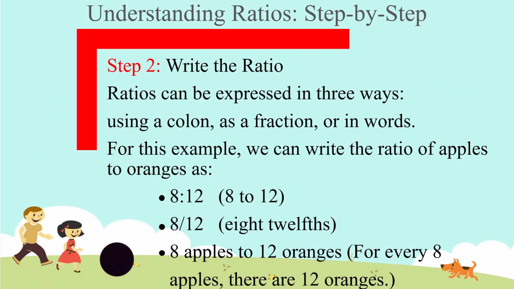Step 2. Write the ratio. Ratios can be expressed in three ways: using a colon, as a fraction, or in words. For this example, we can write the ratio of apples to oranges as 8 to 12, 8 twelfths, or 8 apples to 12 oranges.